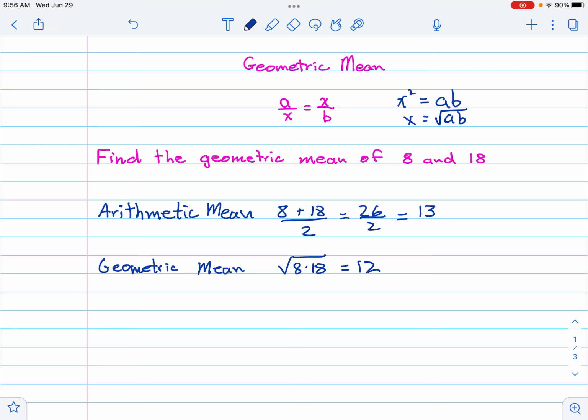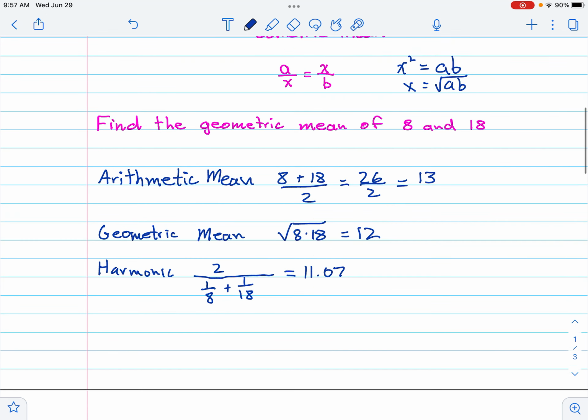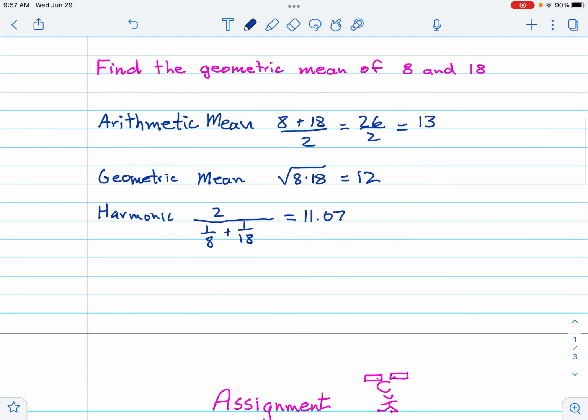Now, there's also another mean. There's the harmonic mean. We'll talk about that just as we go here, while we're at it. And that is going to be 2, since there are 2 numbers, and you divide by the sum of the reciprocals. Now, if we do that, I believe we would get about 11.07. Yeah, so that's the harmonic mean. But we're focusing on the geometric mean here.